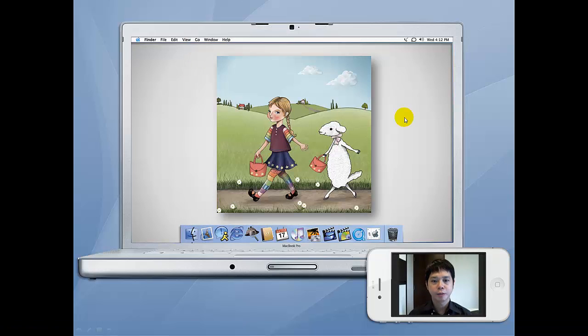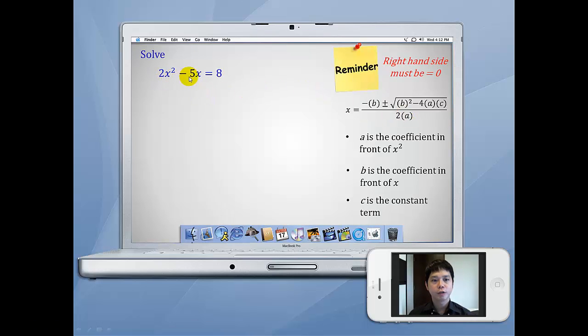Well, I hope that helps a bit. Now, before we can solve this quadratic equation, we need to take note of a few things. First, the left-hand side or the right-hand side must be equals to 0. Secondly, you must remember this formula by heart.